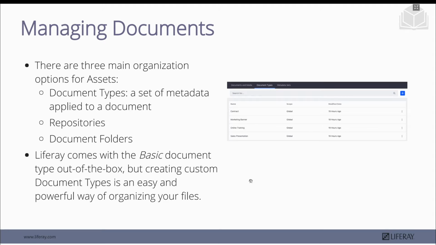Things like, which hotel is this for? What city is the hotel in, right? Things like that. So the Liferay document type is like an attachment to the file you're about to upload, and it gives you the opportunity to add some information or metadata about that file.